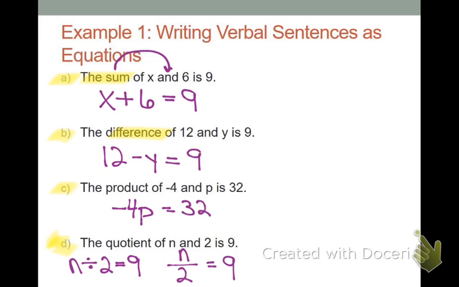All right, so now let's go back to the beginning because we can actually solve these. All right, what number, so wherever you see the variable now, all right, so let me change my highlighter. Wherever you see this variable, x, y, p, and n, wherever you see that variable, I want you to insert the phrase, what number?